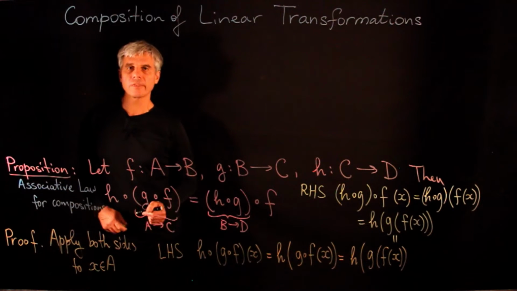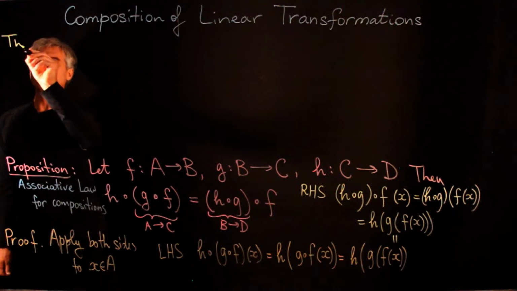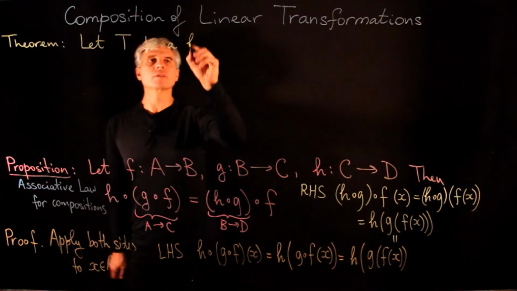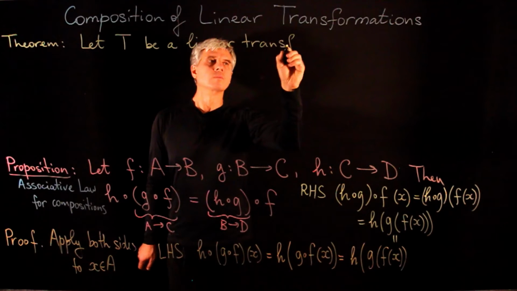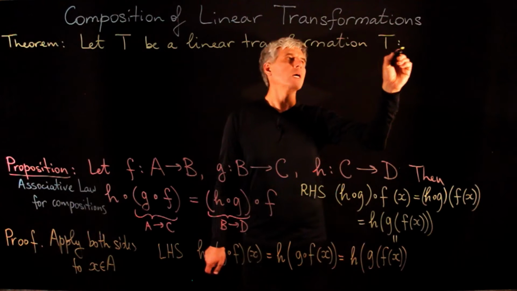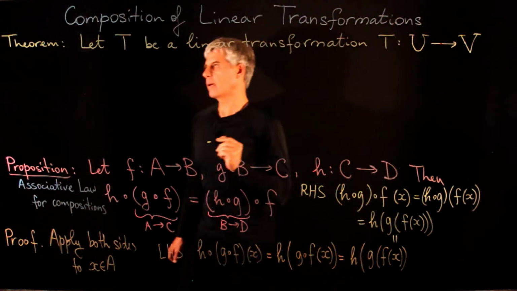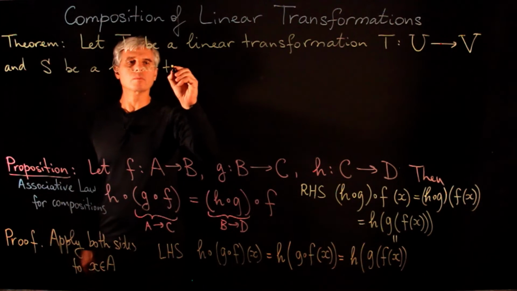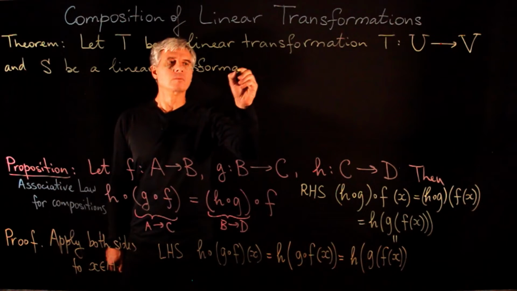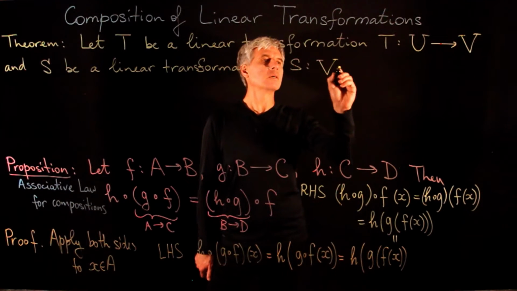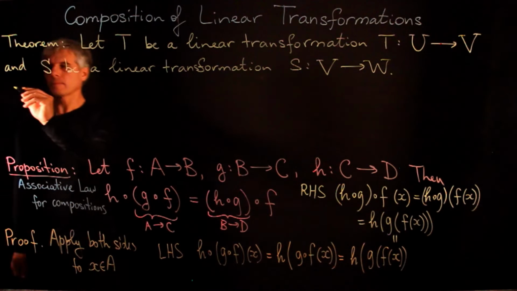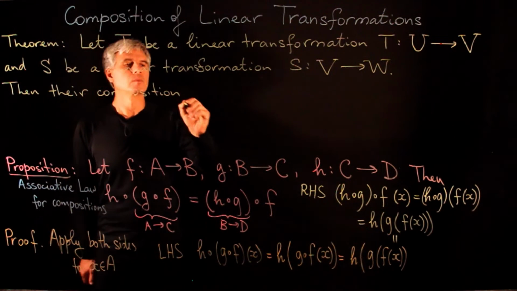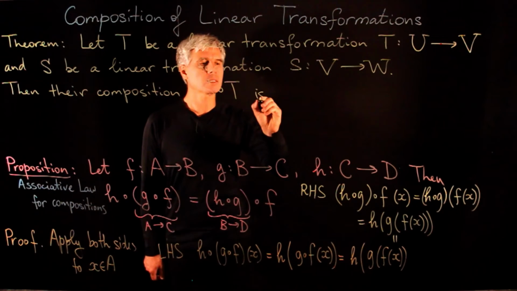Now let us discuss compositions in the context of linear transformations. So we have the following theorem. Let T be a linear transformation from the space U to the space V, and S be a linear transformation from space V to the space W. Then their composition S composition with T is a linear transformation.